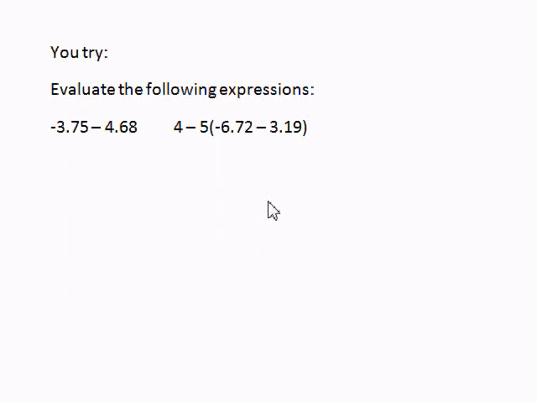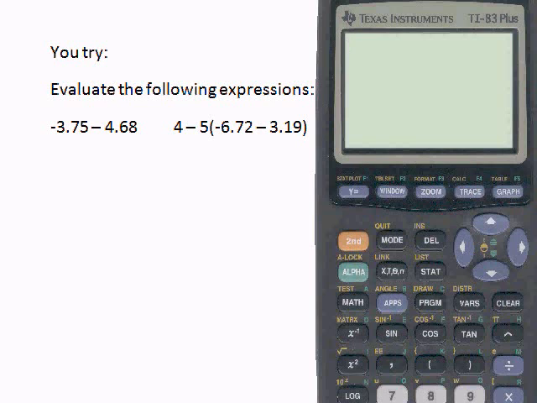Here are a couple of examples for you to try on your own. Please go ahead and work them out, pressing pause, and when you're ready to see the answer, please press play. Okay, for the first one I did negative 3.75 minus 4.68. Press enter, and I got negative 8.43. For the second one, I did 4 minus 5, parentheses, negative 6.72 minus 3.19. And I got 53.55 for the second answer.